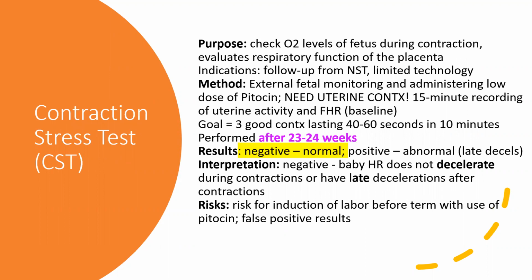Okay, the contraction stress test assesses the ability of the fetus to withstand stress of uterine contractions. Obviously in the name, contraction stress test. And it is a means of evaluating placental capacity for oxygen, carbon dioxide exchange. Because during contractions, there is less blood flow to the fetus. This is used to predict if a fetus may not be able to make it through the stresses of labor. And this test is done beyond 23 to 24 weeks gestation.